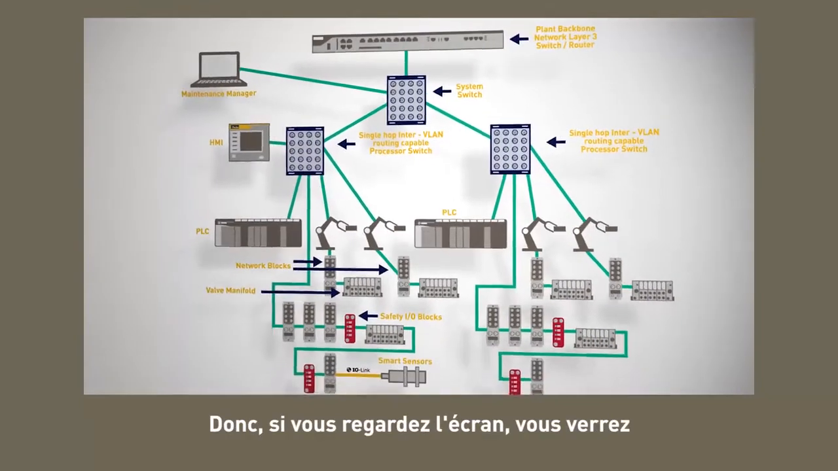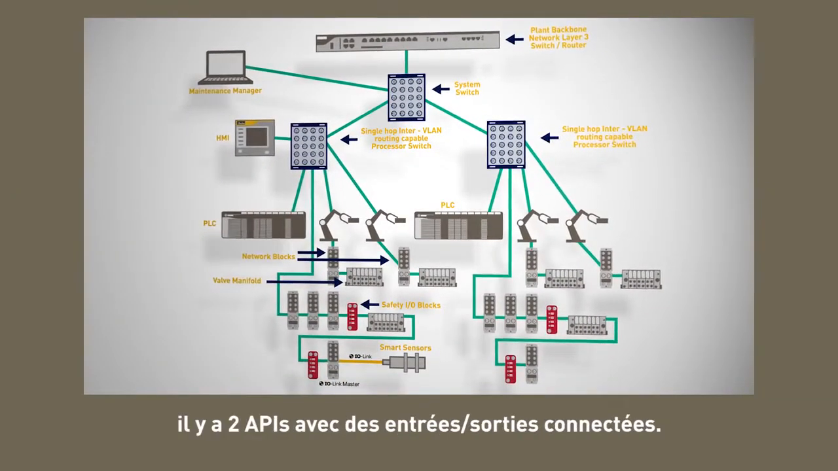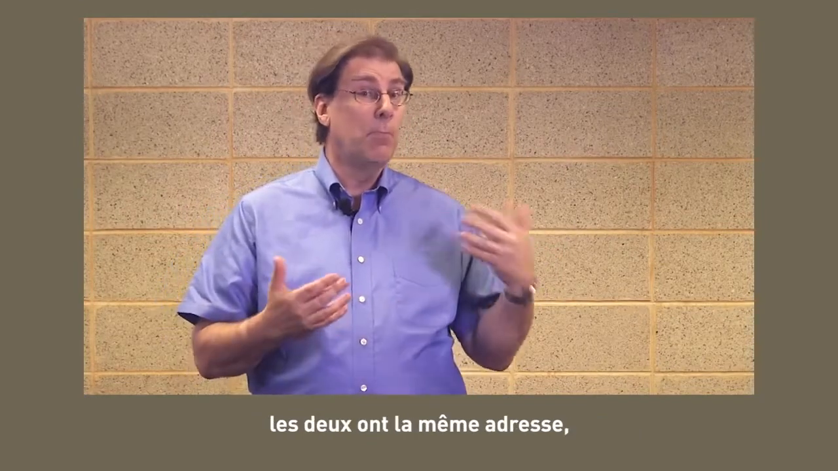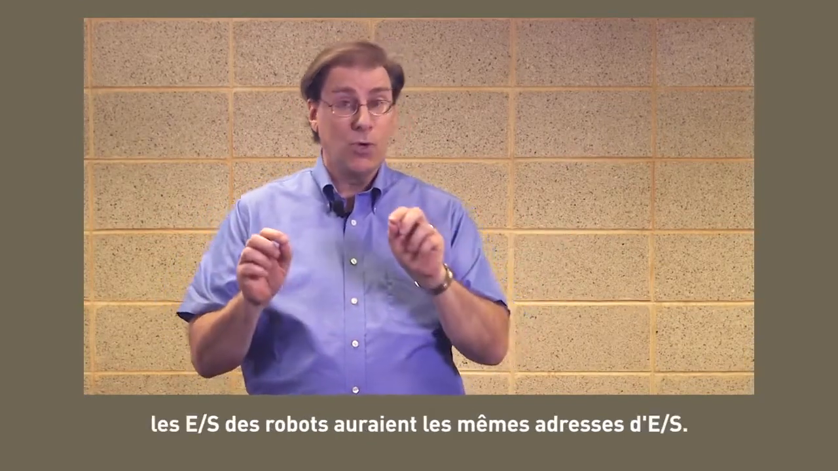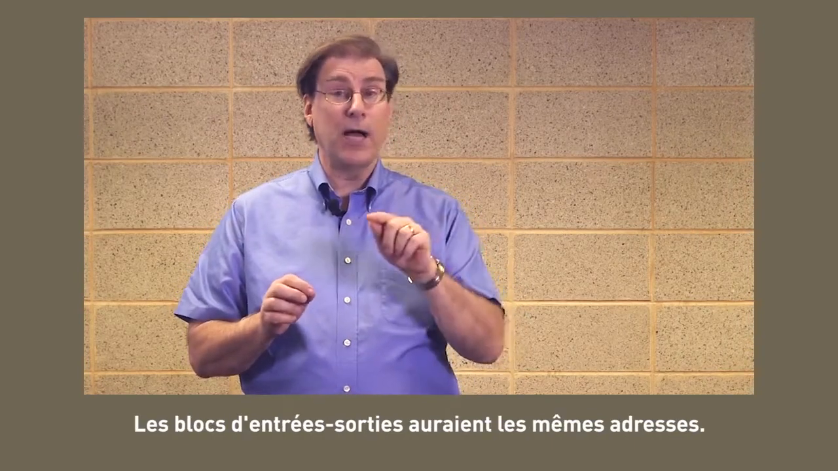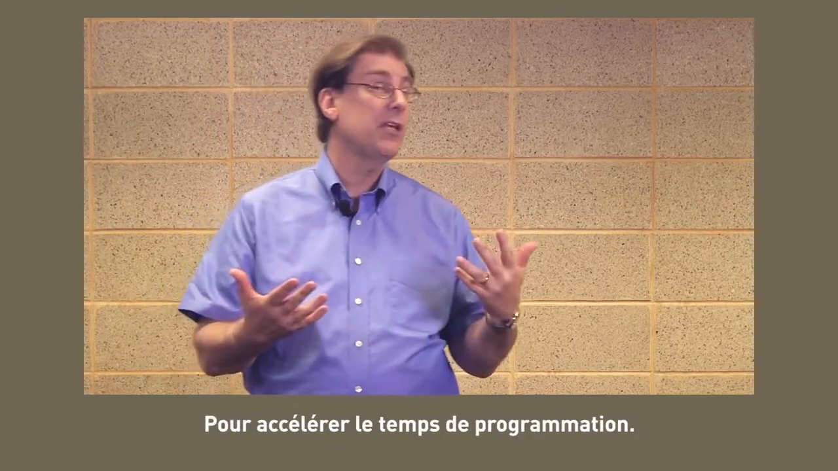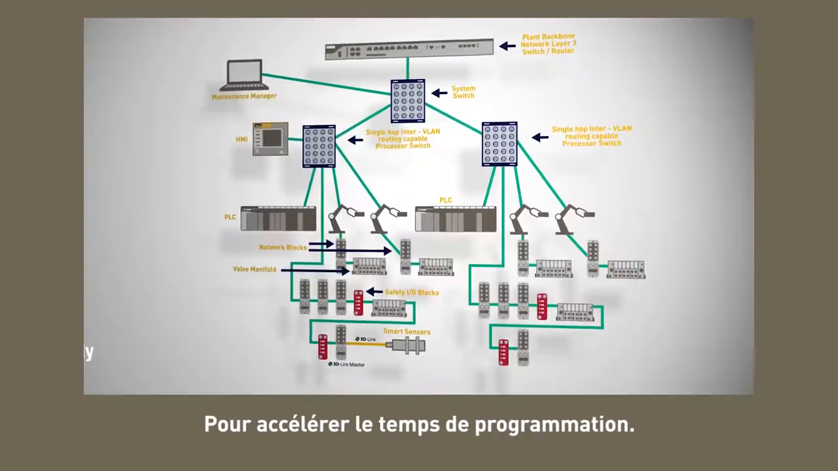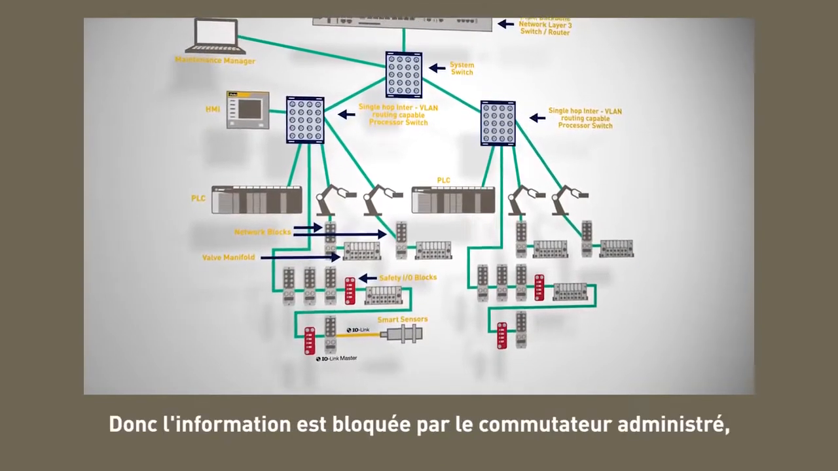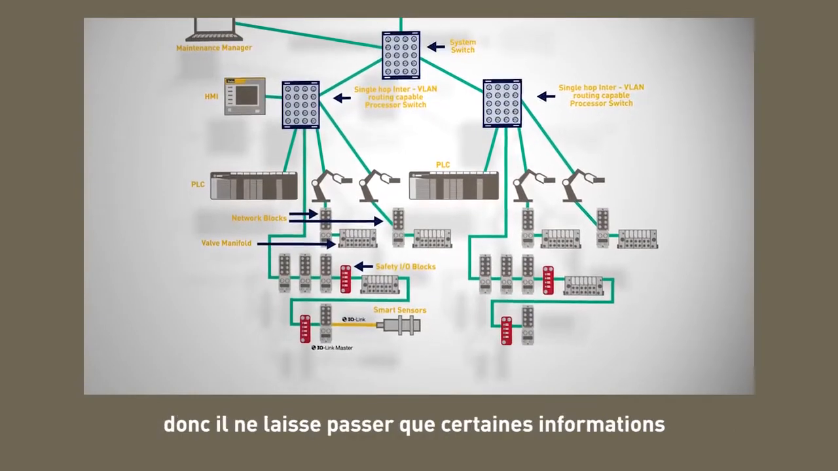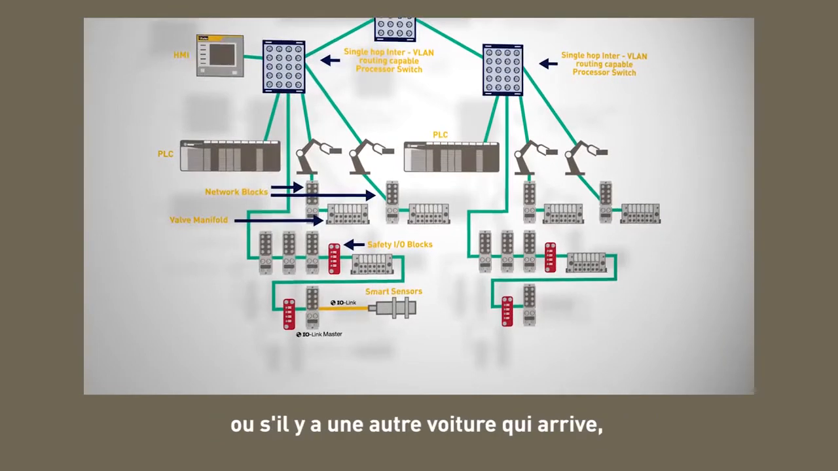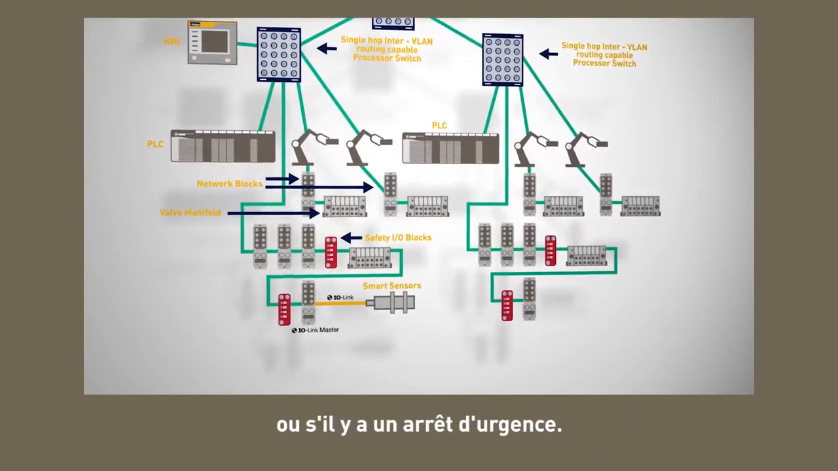So if you look at this screen, there are 2 PLCs with I/O connected to them. And chances are, just like in that robot cell, both have the same addresses. The I/O robots would have the same I/O addresses. The I/O blocks would have the same addresses, so that way they could speed up their time in programming. But you don't want the information from one PLC to get to the other. So the information is blocked by the managed switch, which only lets certain information go between the 2 cells, like which model number is coming, or if another car is coming, or if there's an emergency stop.